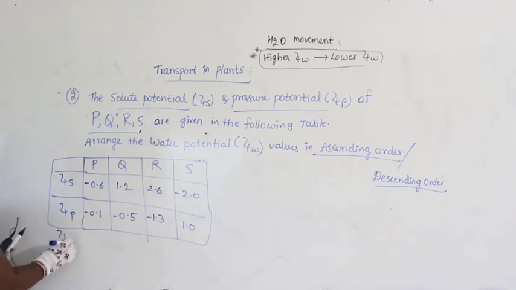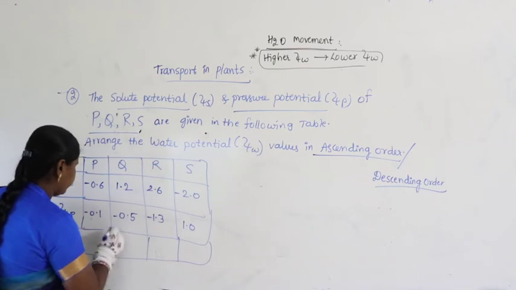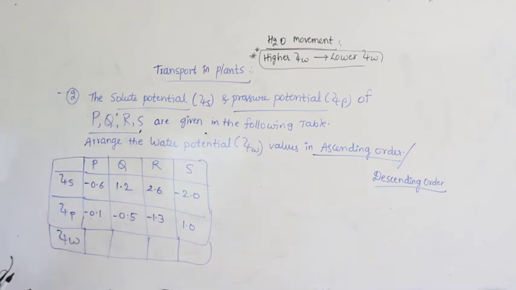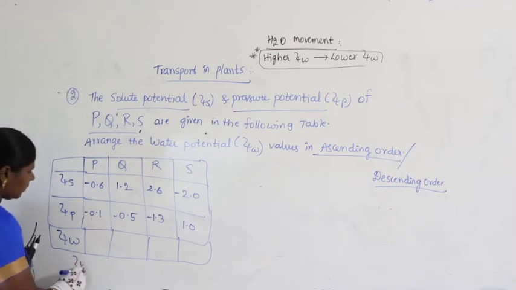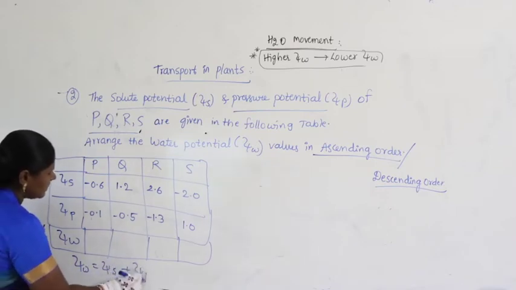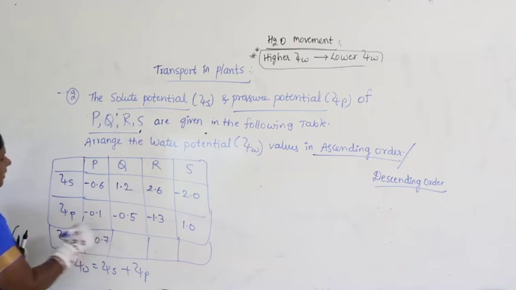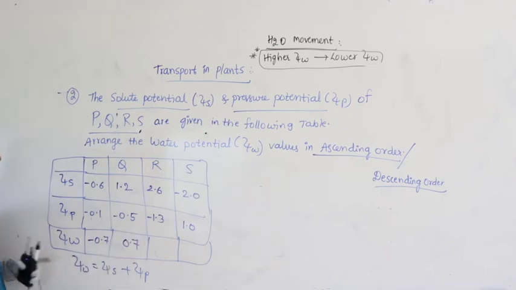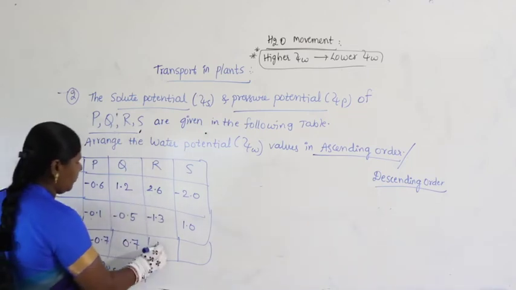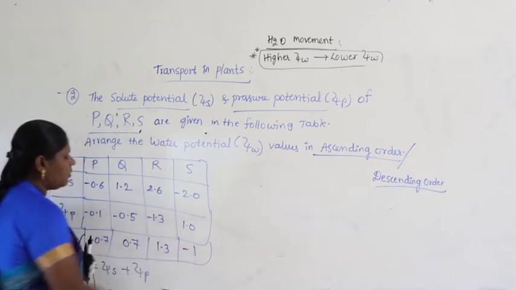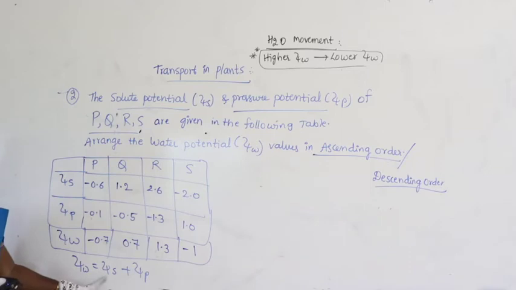Now here let us take the water potential values. Let us take the first one. We apply the same thing: water potential is equal to solute potential plus pressure potential. For cell A, minus 0.6 plus 0.1 becomes minus 0.5, so let me correct that: minus 0.7 as given. Then the next becomes 0.7, and here you will get 1.3, and in this case you will get minus 1, because we employ the same formula, solute potential plus pressure potential.